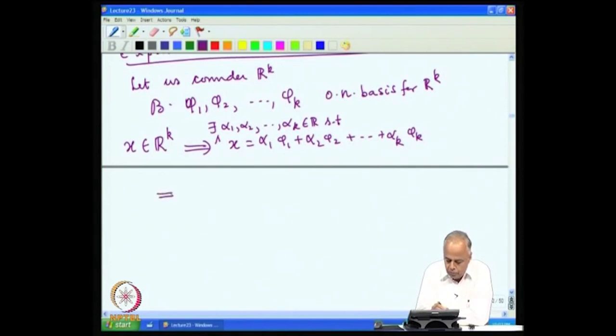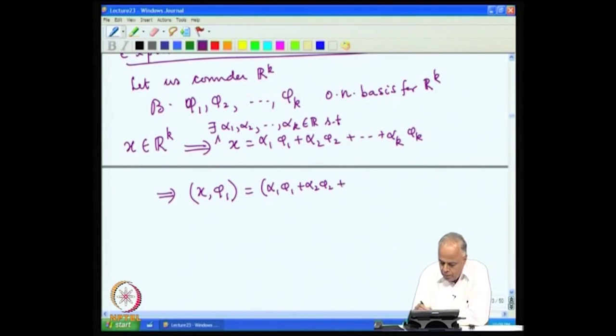Now, suppose I take the inner product, the dot product with phi 1. That is the same as the inner product of alpha 1 phi 1 plus alpha 2 phi 2 plus alpha k phi k with phi 1, because x is that sum. Again, as before, if we take the dot product, phi 1 with phi 1 will give 1, phi 2 with phi 1 will give 0, phi 3 with phi 1 will give 0, phi k with phi 1 will give 0, because phi 1, phi 2, phi k is an orthonormal set. So, that says the inner product of x with phi 1 is equal to alpha 1.